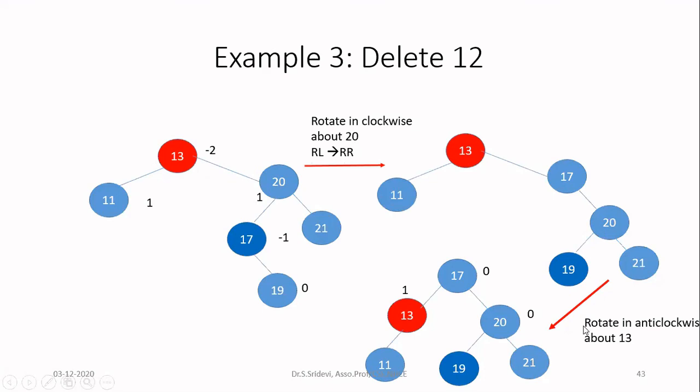How to handle an RR imbalance? Both the letters are the same, so you will rotate in the opposite direction, that is, in the anti-clockwise direction, about the top node, that is, the imbalance node. So now 13 is here, and this is having the imbalance. I have to rotate about this 13 in the anti-clockwise direction. So I am going to pull this 13 down. When I pull 13 down, 13 will come down along with this 11 also. Then 17 with this subtree will move up. So 17 is moving up.